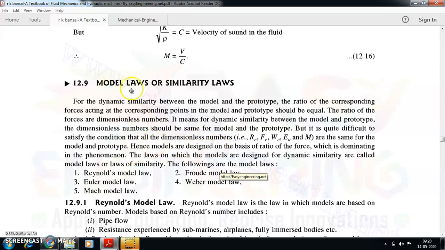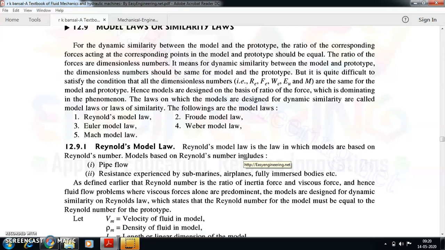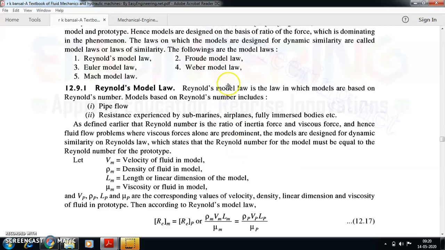That is why we call these model laws or similarity laws. Based on the different domination of the forces, we can go through the different model laws. There are five laws: the Reynolds law, the Froude law, the Euler law, the Weber model law, and the Mach model law. We will see the Reynolds model law today. The Reynolds model law is the law in which the models are based on the Reynolds number. That's it. This particular similarity law depends on the Reynolds number.